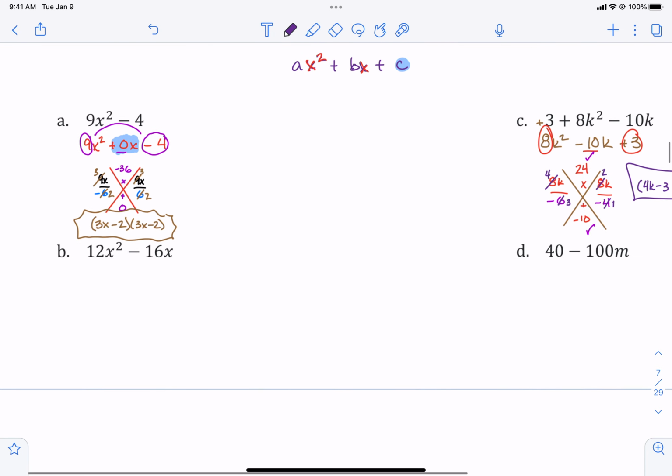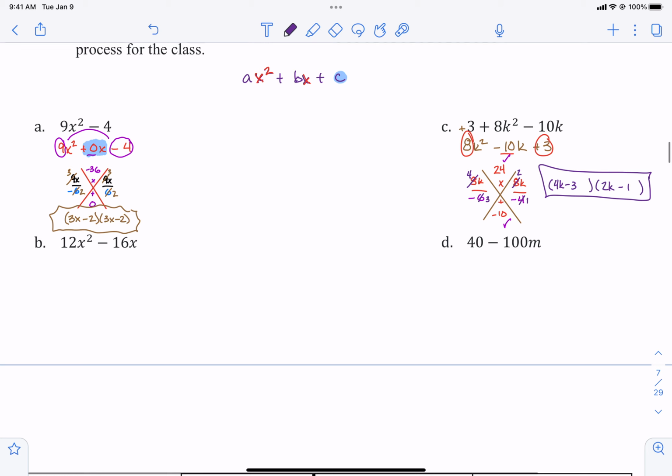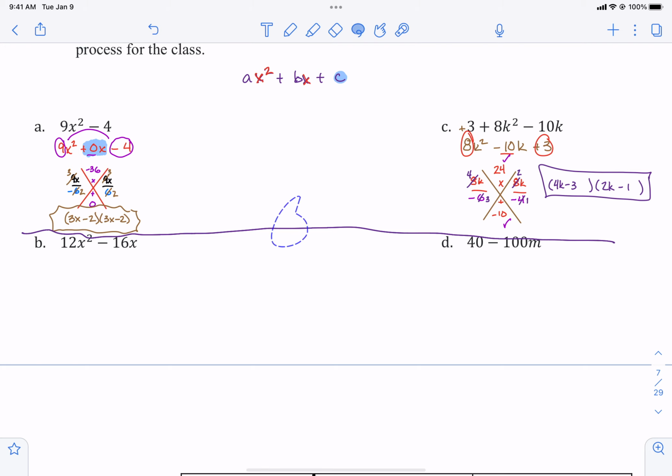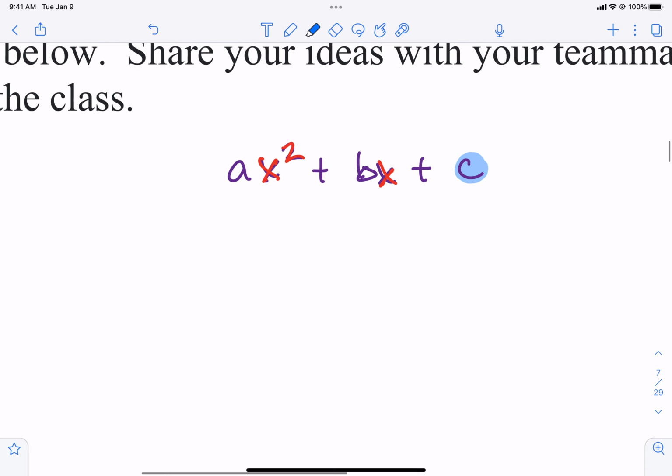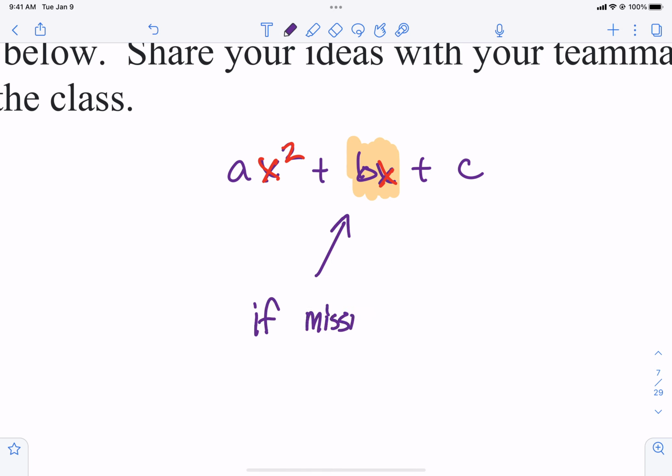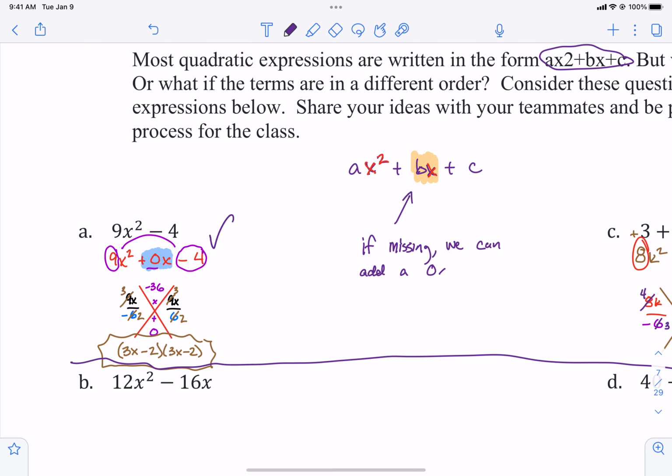Now, for these last two problems here, these two get a little bit more difficult. There's actually a different method that we're going to use for these. And really the way you start to see this method is you start to see it by time. But one thing that becomes really important is that when we're trying to factor, if the bx term, the middle term, is the one that's missing, we can add a 0x, right? And that's what we did over here, and that worked out just fine.